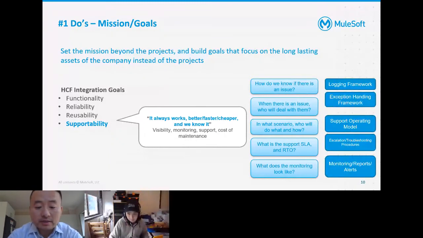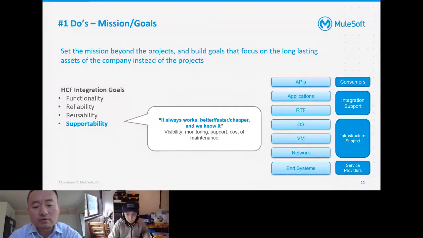From the coding perspective, it defines a logging framework and exception handling framework. From the management perspective, it defines your support operating model and escalation and troubleshooting procedures. And from the visibility perspective, it defines how you build your monitoring dashboard, construct the meaningful reports, and getting the right alerts.